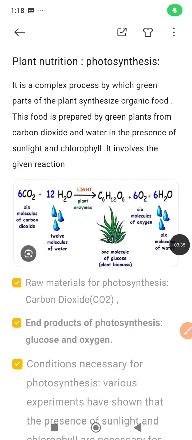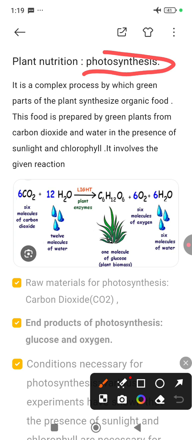Now we are going to understand how autotrophs prepare their own food. We already learned in our previous classes that autotrophs, that means all green plants, show the photosynthesis process. So what is the meaning of photosynthesis process? The process by which the green plants prepare their own food with the help of carbon dioxide, water, and sunlight, and they produce glucose, oxygen and water molecules, is known as photosynthesis.